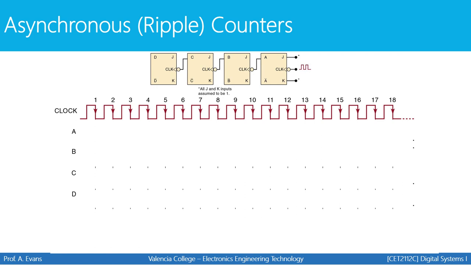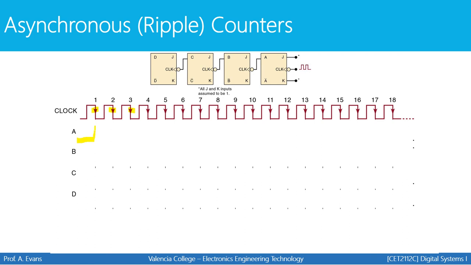So we're going to start by just writing the output of flip-flop A as a waveform. Keep in mind that if J and K are always 1, the output of flip-flop A is just going to toggle every time the clock makes a negative transition. So we're going to assume that the output of flip-flop A is initially 0. That means that every time the clock makes a negative transition, this flip-flop is just going to toggle. So we can see there's a negative transition here, here, here, and so forth.